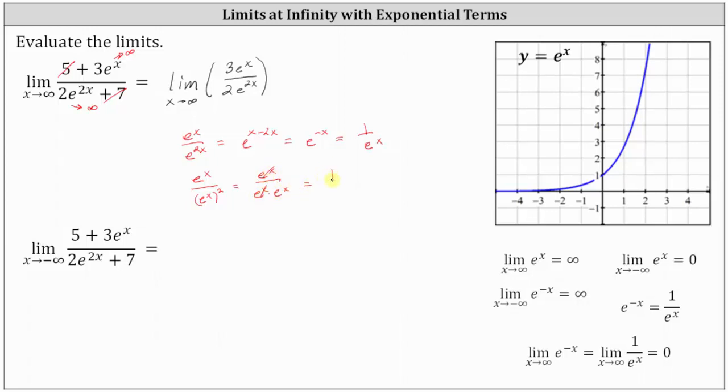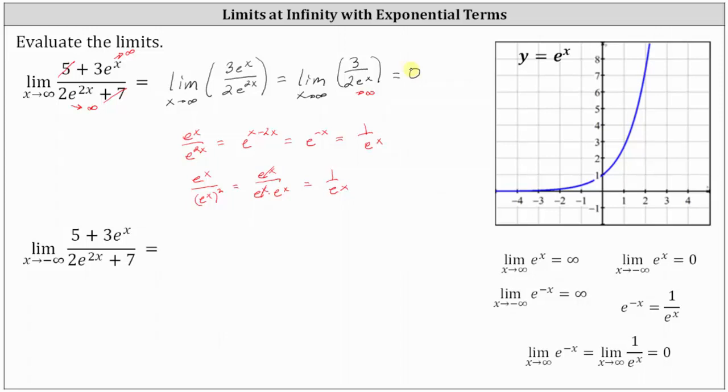Simplifying, we get 1 divided by e to the x, which means when simplifying here, we end up with the limit of 3 divided by the product of 2 and e to the x as x approaches infinity. In this form, notice how the numerator stays at 3 and 2 e to the power of x approaches infinity as x approaches infinity, and therefore the limit is equal to 0. So this will be one approach we can take to determine the limit.